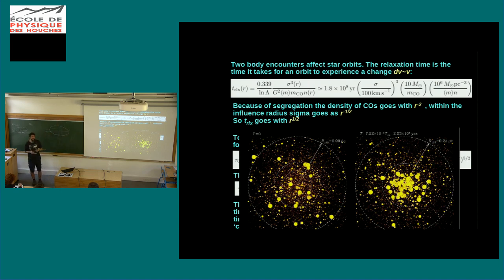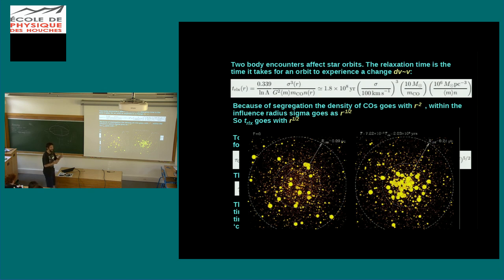So the relaxation timescale is essentially defined more or less like this. Suppose you have a star with a velocity vector like this. The relaxation time is the time it takes to essentially change this velocity vector by 90 degrees, when the collective action of your encounters significantly changes your orbit. You can actually work out from two-body scattering theory what this is.